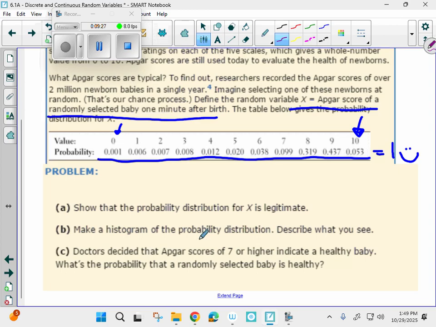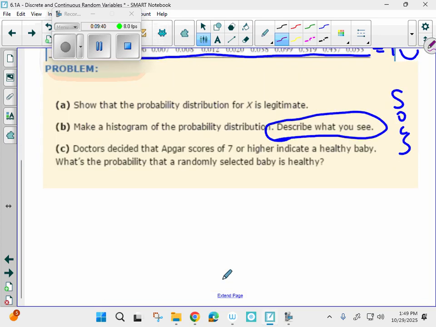When it says describe what you see, what are you going to do? Yeah, yay. Okay, doctors decided that APGAR scores of 7 or higher indicate a healthy baby. What's the probability that a randomly selected baby is healthy? So if you get a 7 or higher, and I want you to practice writing this probability statement out, okay?